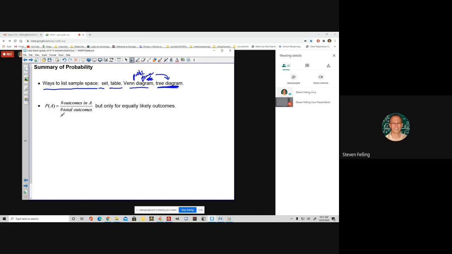Okay, you can use the middle school formula that the probability of something is the number of desired outcomes over the total outcomes, but that's only if you have equally likely cases. In general, you have to use the and or rules.